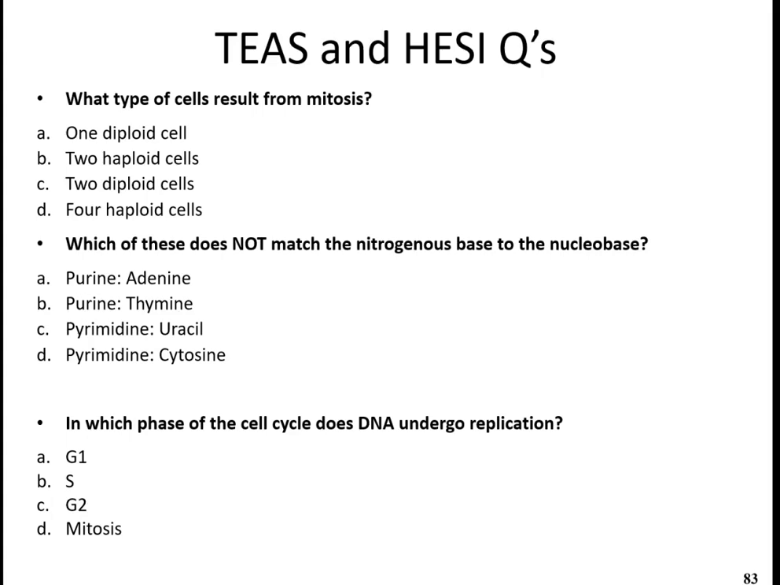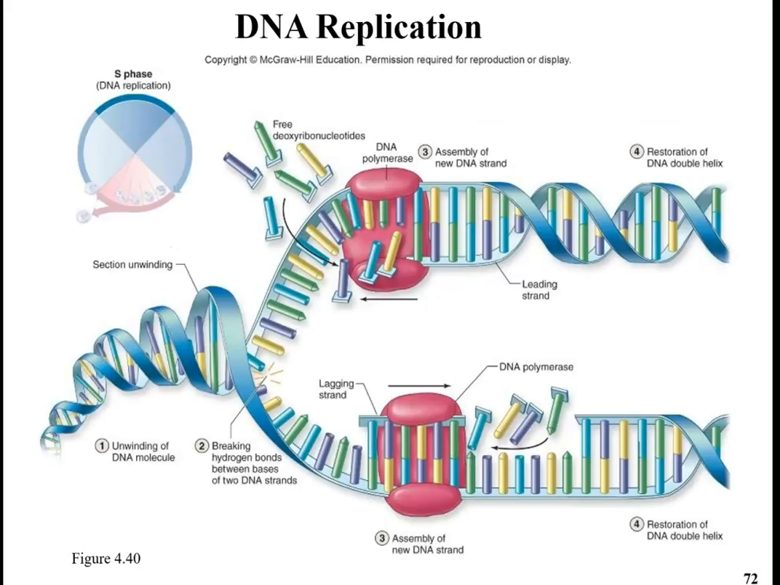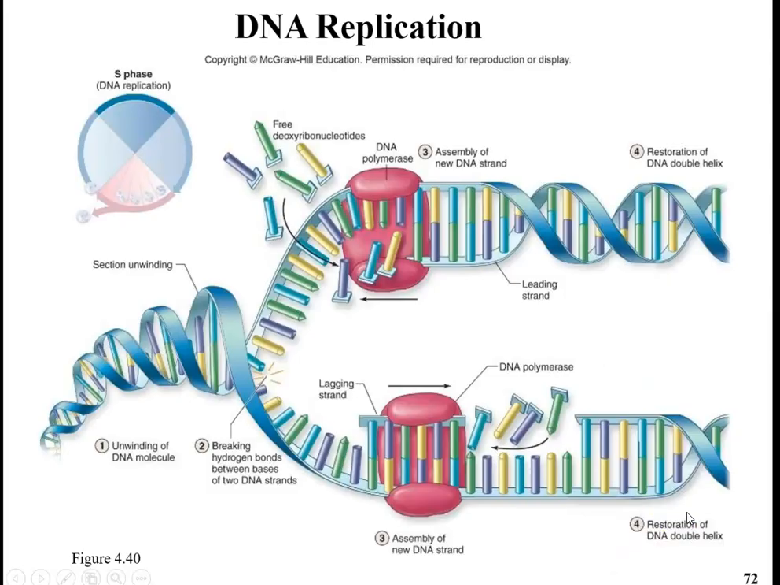And we know that the answer is C, 2 diploid cells, because remember, if we go back, if I can find it, we talked about here, where the cells are 2N at the beginning, then they go to 4N during replication of DNA, and then at the end of mitosis, you're going to have 2 daughter cells with diploidy, which means that there's 2 copies of each chromosome, or 2N, one from mother and one from father.